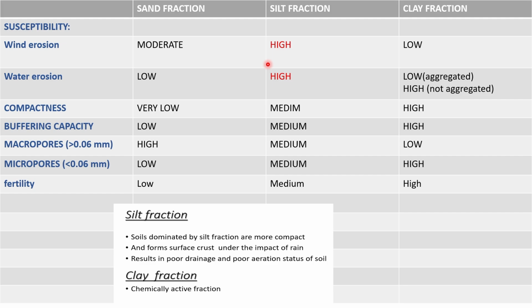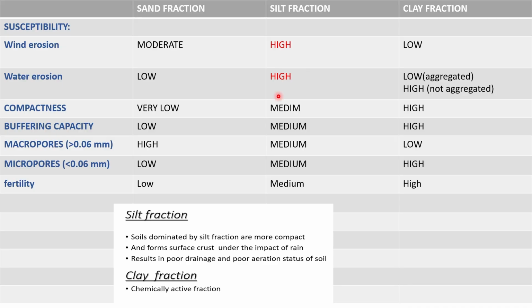Then wind erosion and water erosion. This is important. Silt fraction has high susceptibility to wind erosion and water erosion compared to sand and clay fraction. And we will think that either clay or sand fraction will have high susceptibility to wind erosion and water erosion. But silt fraction has high susceptibility to wind and water erosion.